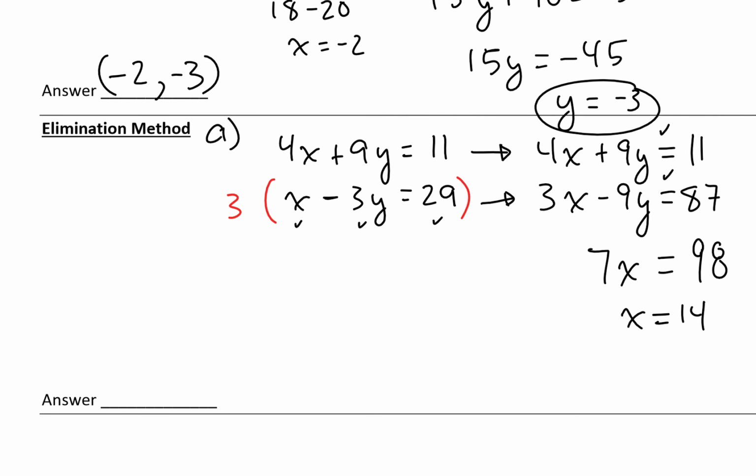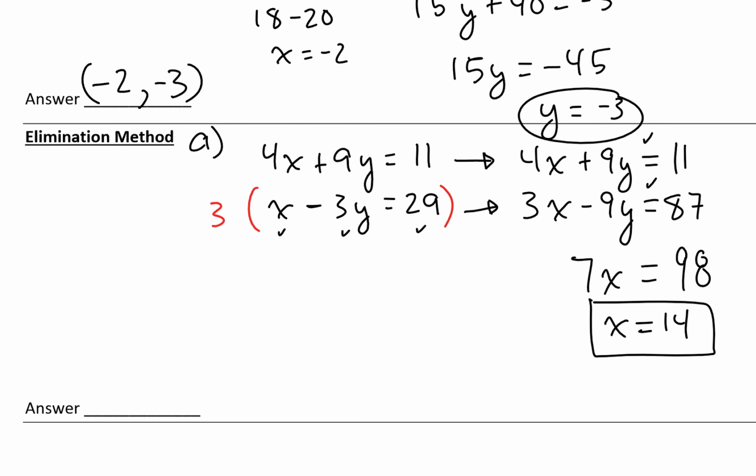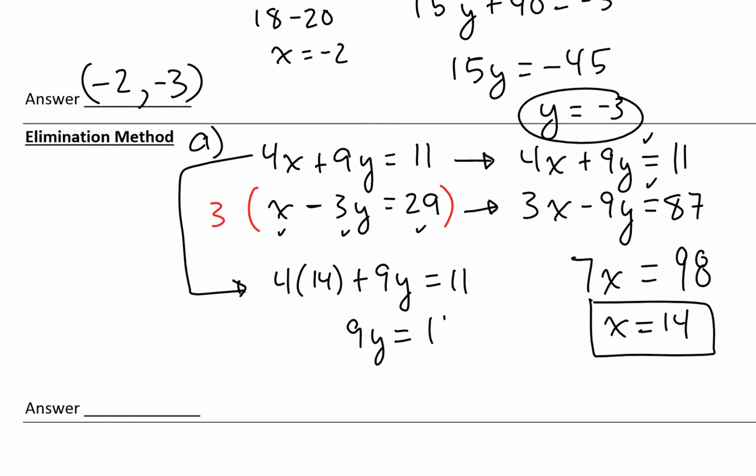Okay, so now it's just a matter of figuring out what y is, and either equation could be used. I guess there's no real advantage to either one of them. I'll go ahead and use the top equation. So I'm going to write just 4 times this value of x, 14, plus 9y equals 11. I could have picked either one, but I'm taking this first equation, plugging in the x and solving for y. 9y is 11 minus 4 times 14.